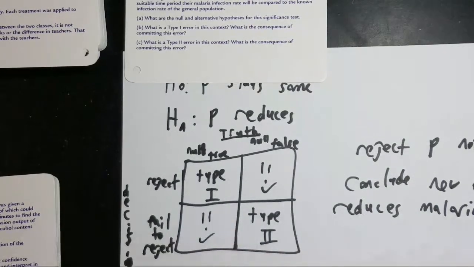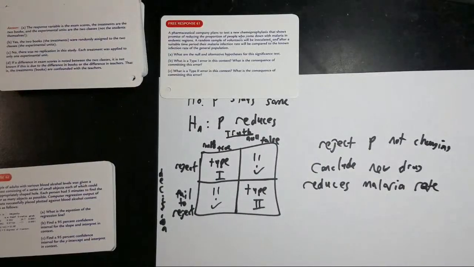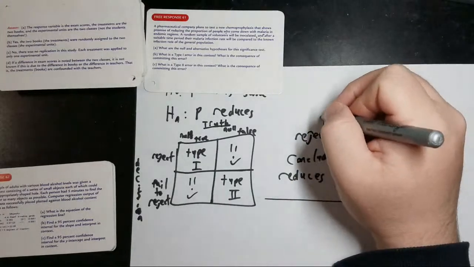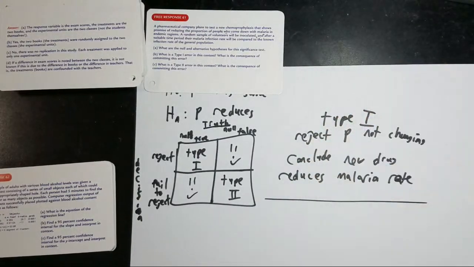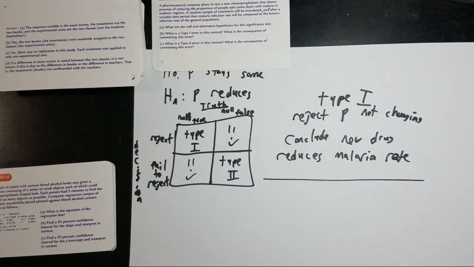Can't see it. Why can't I zoom out? There we go. There's evidence to suggest that the new drug reduces the malaria rate. That's a type 1 error. Now, a direct consequence of that, you're basically spending money on a drug that doesn't do any better. Possibly, maybe it does worse. I don't know. But you're concluding that the new drug reduces the malaria rate when in reality, maybe it doesn't. You just spend money on stuff.